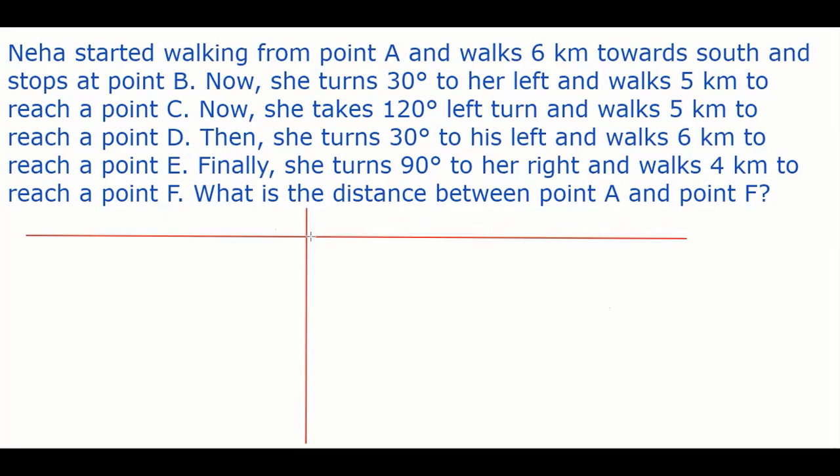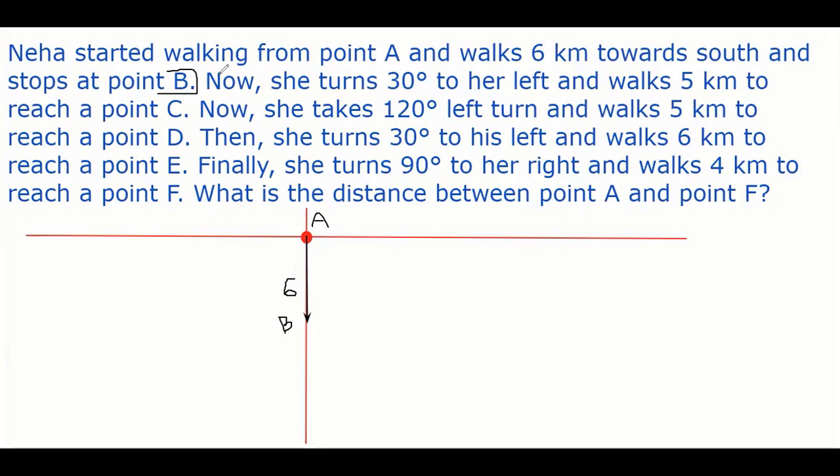Skan, read the first sentence, we'll start. Neha started walking from point A and walked 6 kilometers towards south. So first towards south, 6 kilometers. And that's point B. This is point A. This is point B, correct? And 6 kilometers. Everybody okay on this? Next.